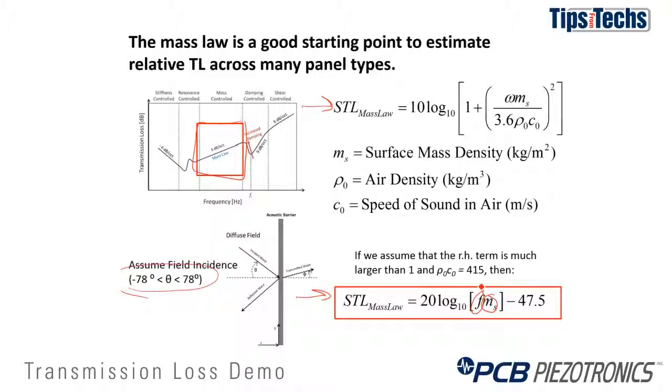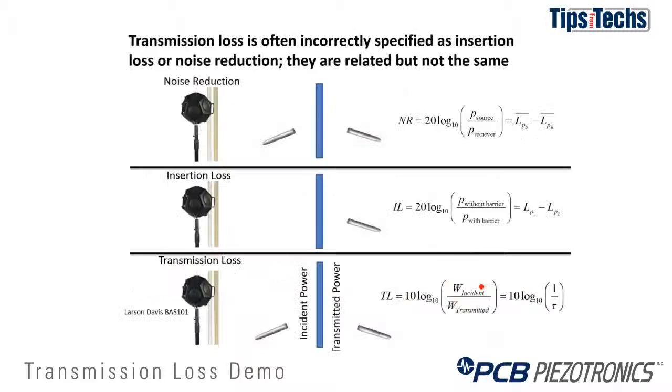For this demonstration, we'll actually be demonstrating insertion loss, which is a slightly different measurement than transmission loss. Transmission loss, remember, is a ratio of power. Insertion loss is a ratio of pressure with and without a barrier, and is much easier to demonstrate. The fundamental loss mechanism in the material is the same, it's just a different measurement technique. So we'll be showing the demonstration of insertion loss.